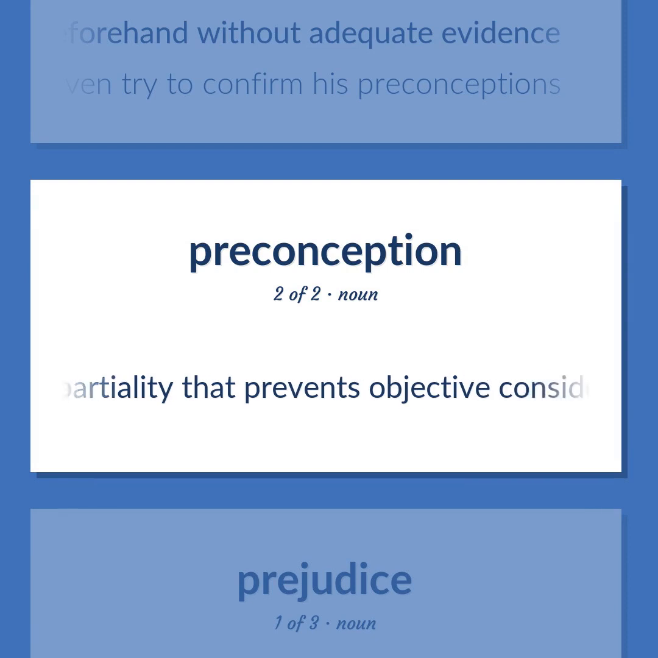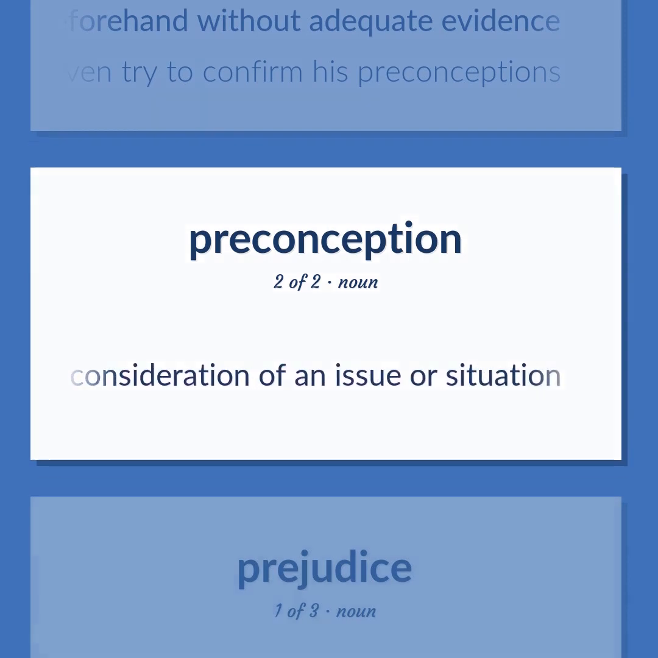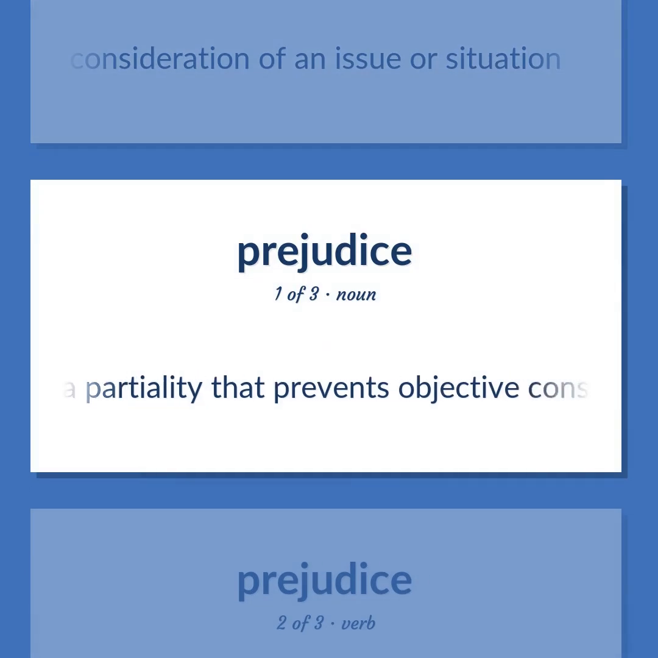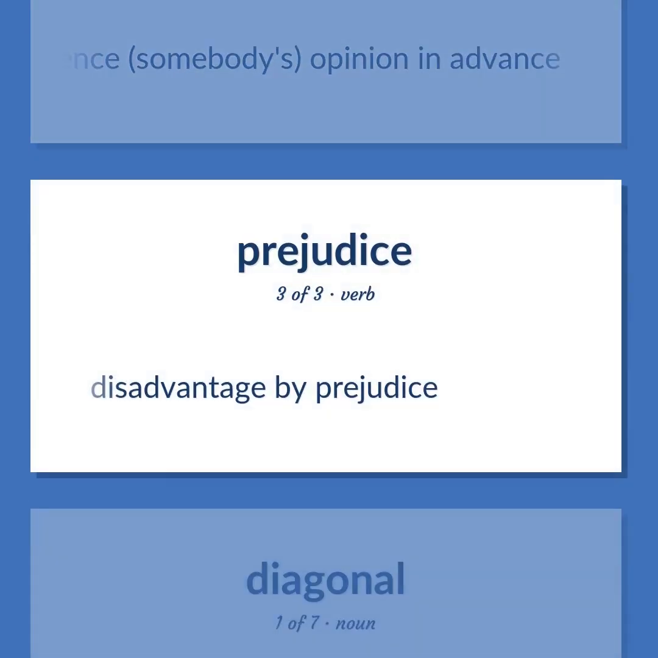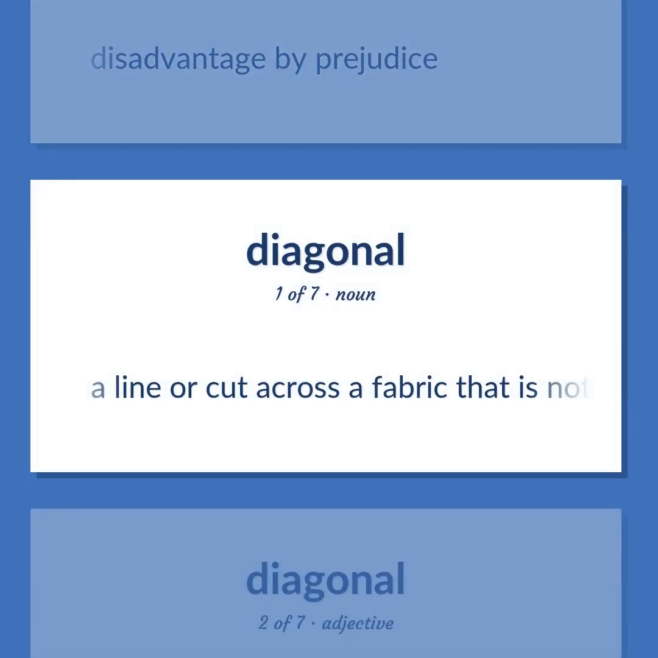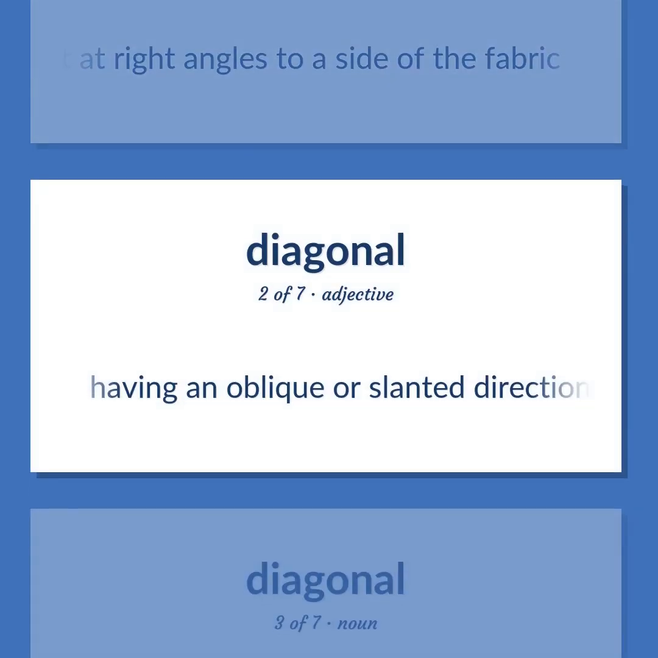A partiality that prevents objective consideration of an issue or situation. Influence somebody's opinion in advance. Disadvantage by prejudice. A line or cut across a fabric that is not at right angles to a side of the fabric. Having an oblique or slanted direction.